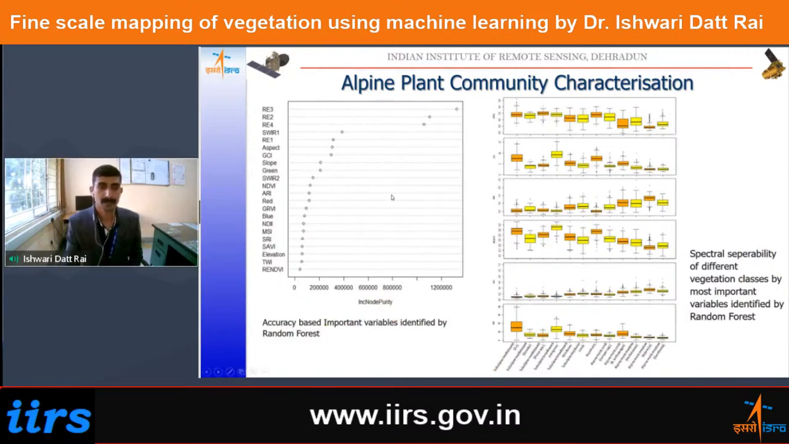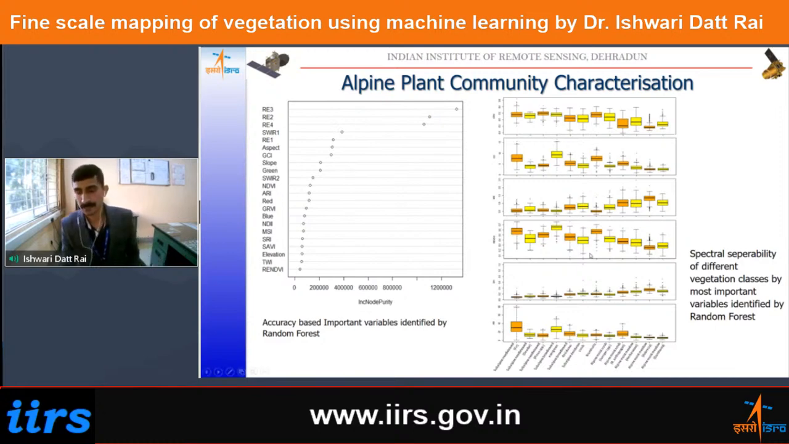So all these bands plus the vegetation indices were provided to the random forest algorithm, and it does the variable importance analysis: which variable is the most important in discriminating as well as classifying the communities in the remote sensing imagery. Here you can see some of these bands, like red edge 3, red edge 2, red edge 4, then the sphere, and other variables like aspect, slope, or other bands. It shows the importance of those variables, which have the most information used by the algorithm in the classification.